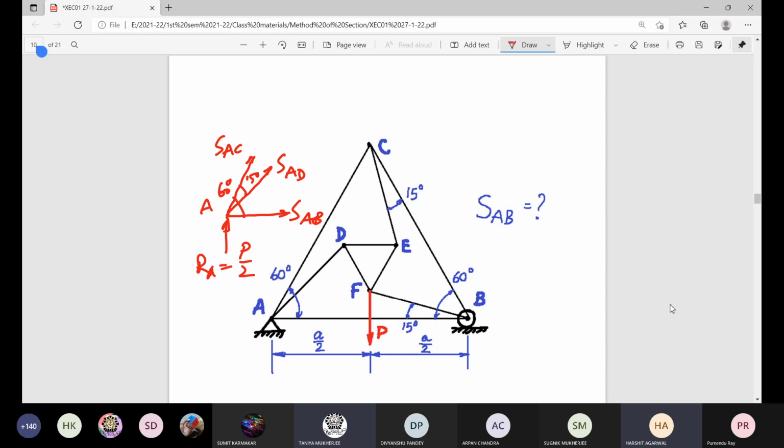No, sir, it is not possible. At A, it is not possible. At B also, there are three forces, not possible. At C, it is not possible. D, E, F, all are three-member joints. So, method of joints is not at all possible for this situation.